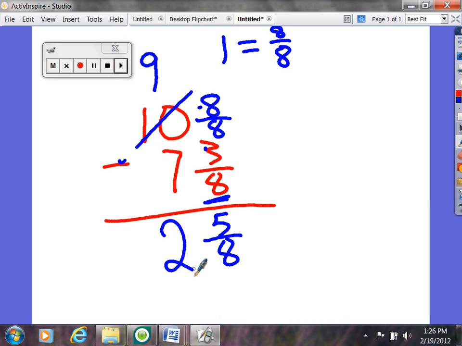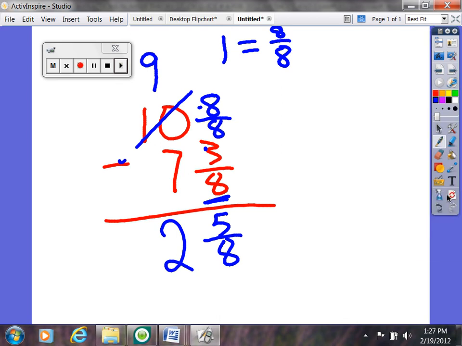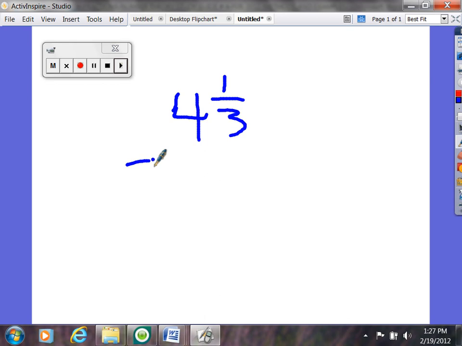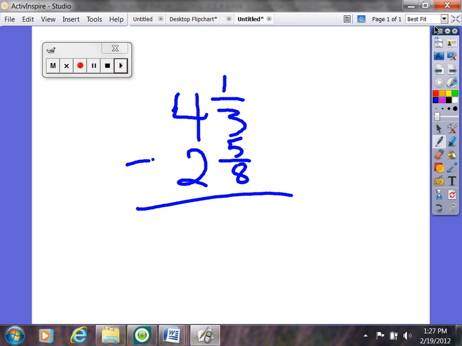All right, now I'm going to show you one other little issue here that can cause a problem. Say I've got 4 1/3 minus 2 5/8. Okay, this is where the students can really get confused. All right, it doesn't look too bad. The students know that they've got to find a common denominator. So that goes back to everything we just previously talked about today.